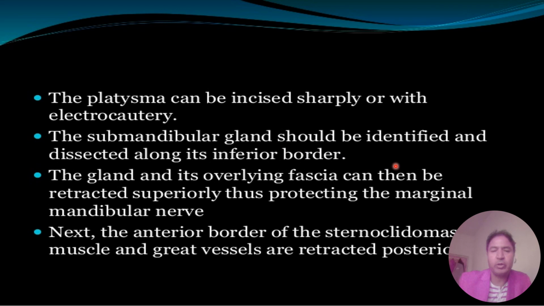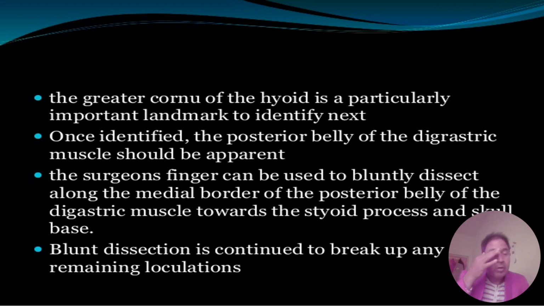The submandibular gland should be identified and dissected along the inferior border. The gland and its overlying fascia can then be retracted superiorly, protecting the marginal mandibular nerve. Next, the anterior border of the sternocleidomastoid muscle and great vessels are retracted posteriorly. The greater cornu of the hyoid is a particularly important landmark to identify next.